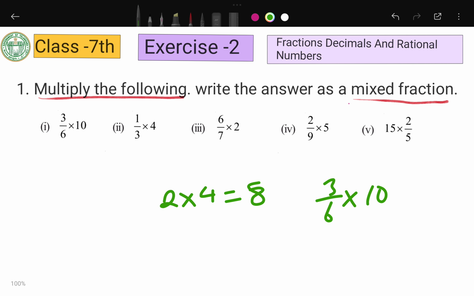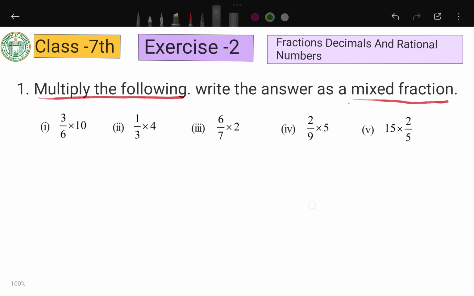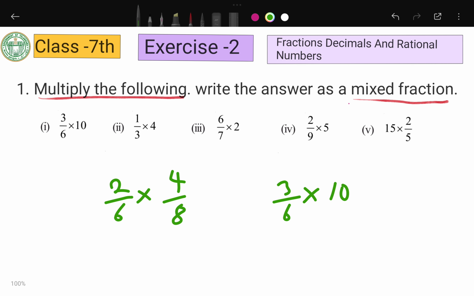So I will take another example, not from this exercise. I will explain how we can solve fraction multiplication, then we will solve this one. I will take another example, 2/6 cross 4/8. You may have a doubt: in my exercise the question is 3 6/10, so why are you taking this? Here it is 8 because there is no 8 there.